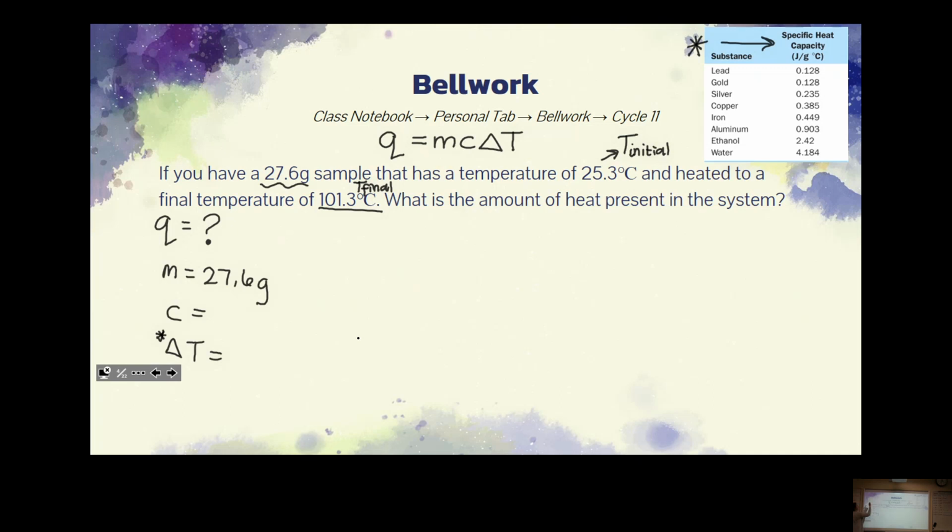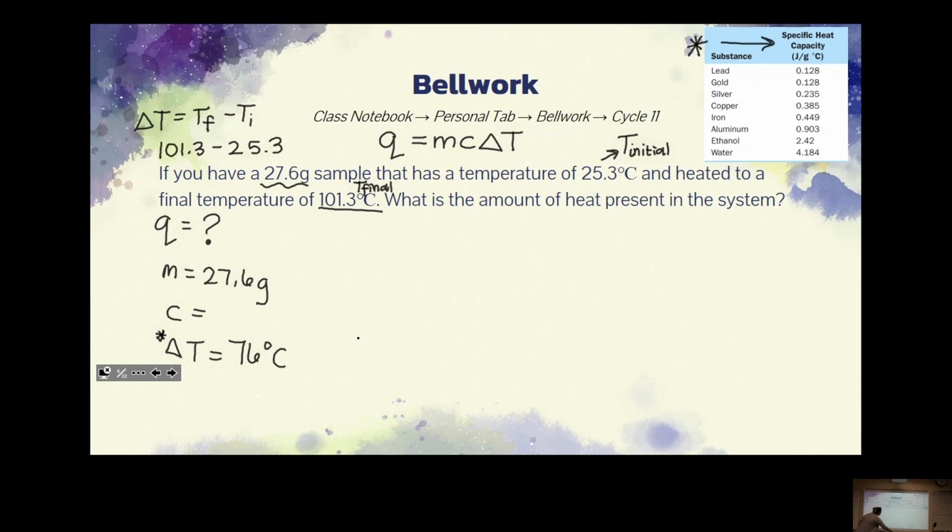Okay, the change in temperature. Remember, when you calculate that, you always want to take final minus initial. So for this, it'll be your 101.3 minus 25.3. You can do that off to the side; you don't have to write it out. That should get us to 76 degrees Celsius as our change in temperature.